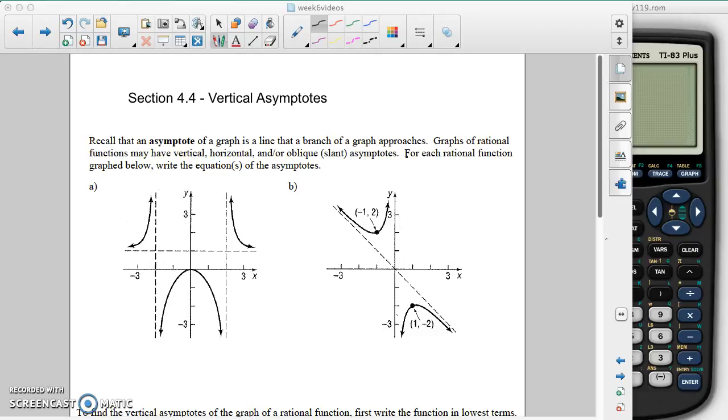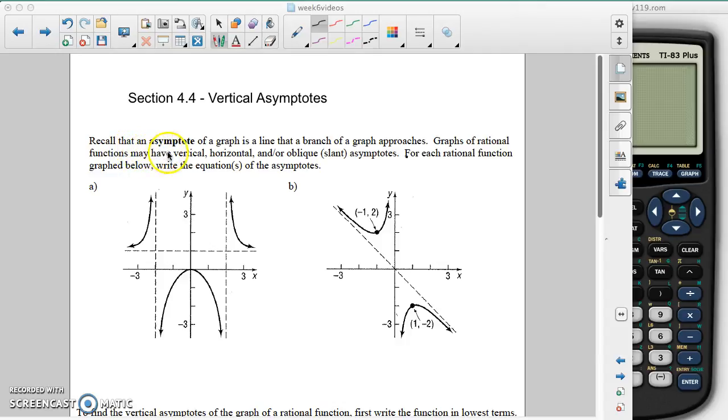Hello, and in this video we're going to look at asymptotes. In this specific one we're going to be looking at vertical asymptotes. This is part of your handout that I cut and pasted onto this document.